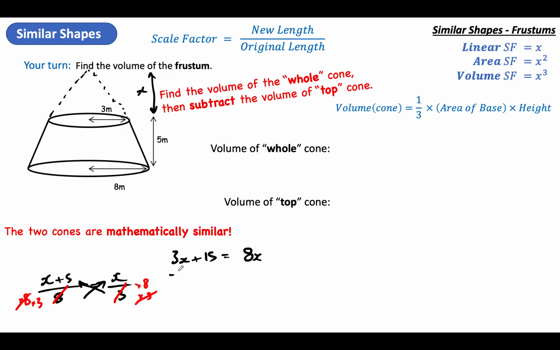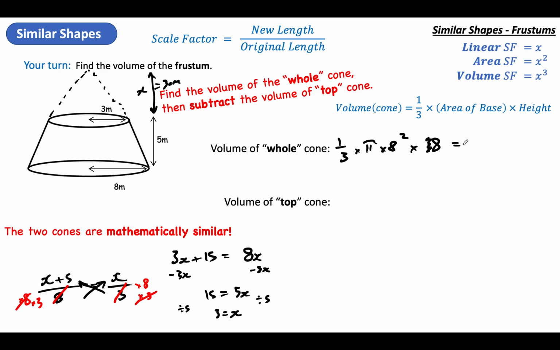Then I'm going to take away the 3x from both sides to get 15 equals 5x, and then divide it by the 5 to get x equals 3. So the top part has a height of 3. Okay, let's get going then. Volume of the whole cone is 1/3 times pi times the radius squared, which is 8, times the height of the whole thing, which is also 8, because it's 3 and 5 together.